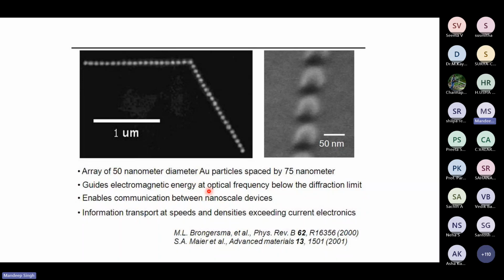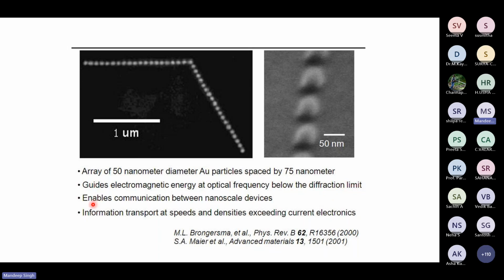Okay, and we can even analyze this in software, to see the behavior of the intensity of light. You can see what the advantages are. The guided electromagnetic energy at optical frequency will take place below the diffraction limit. So there is no problem of the diffraction limit that we face with optical fibers.